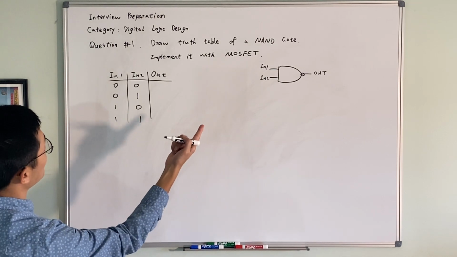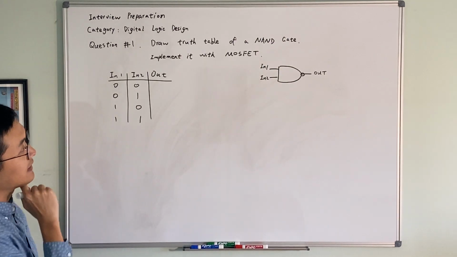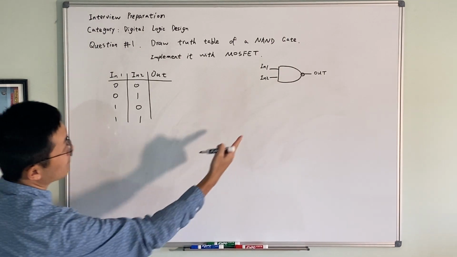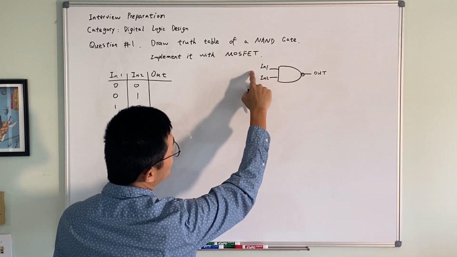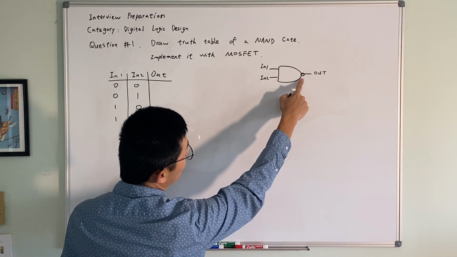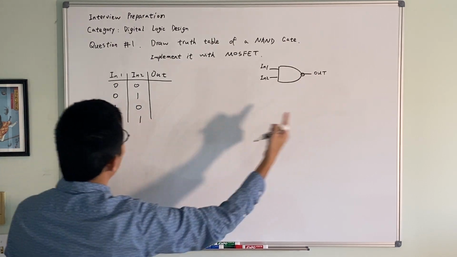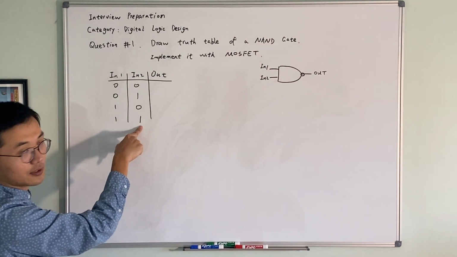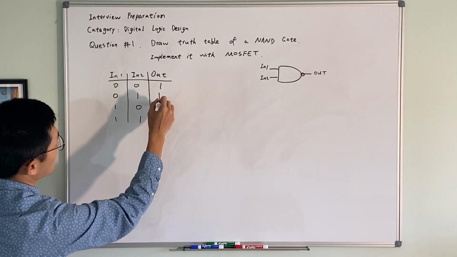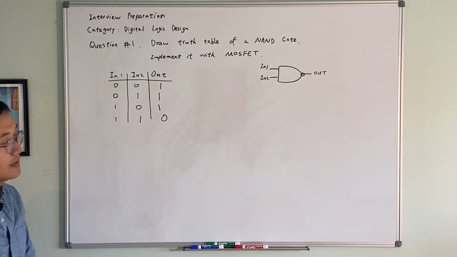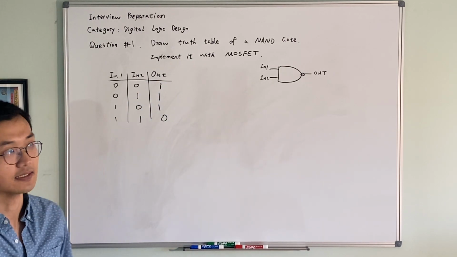So for the NAND logic, one way to think of it is that for an AND gate, the output is true only if both of the inputs are true, and if you put a negation in front of the AND gate, you get a NAND gate. So when both input 1 and input 2 are true, the output should be false. And for the rest of the cases, you should get true. Now let's take a look at how to implement this with MOSFET transistors.